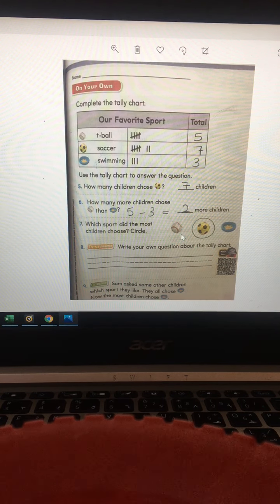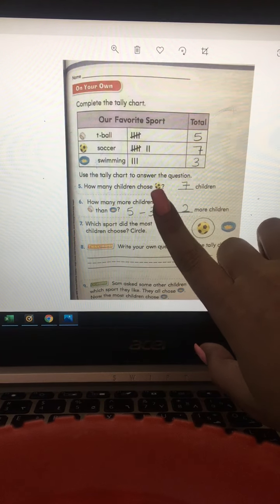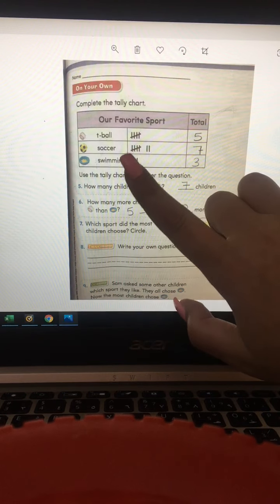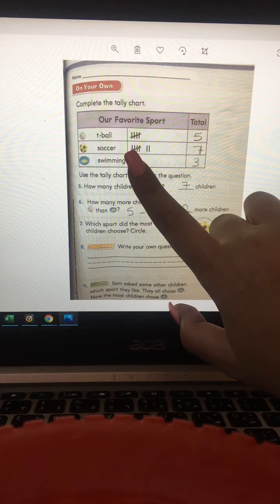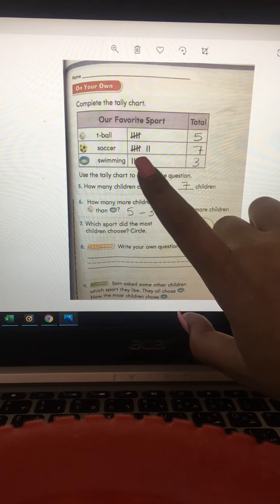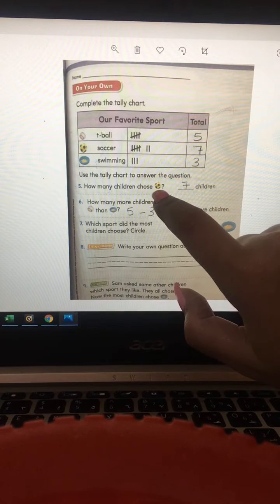Here is another tally chart that was made for the favorite sport. Here, how many children chose the soccer? Here is 5 because, as we said, this represents 5, plus 1, 2, so 7 children chose the soccer.